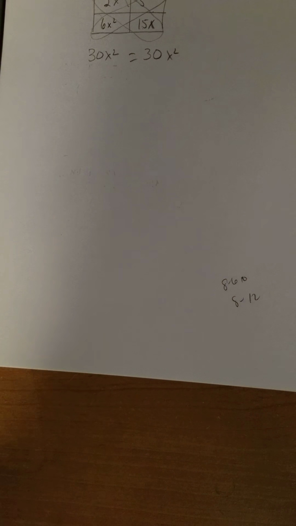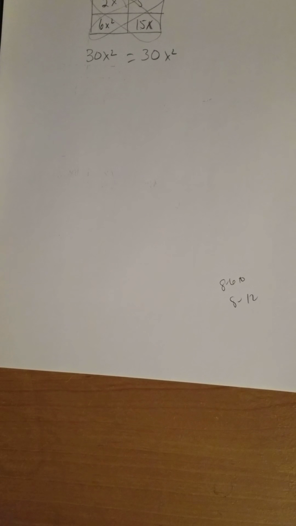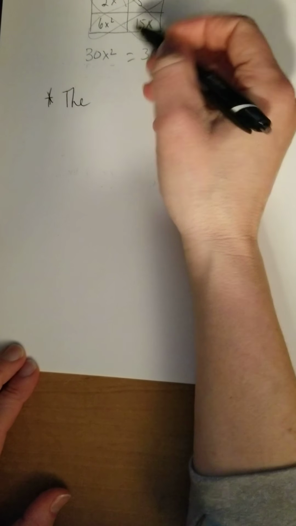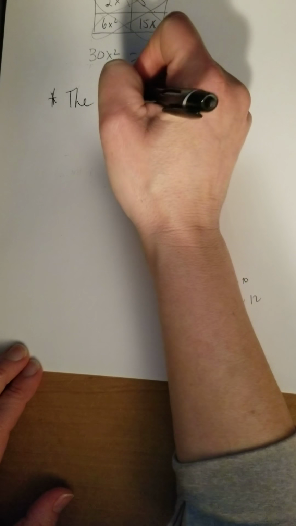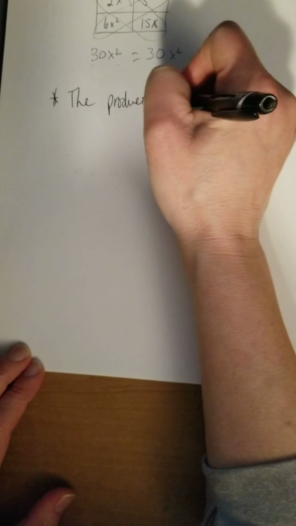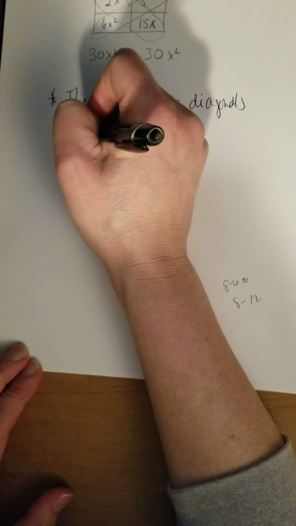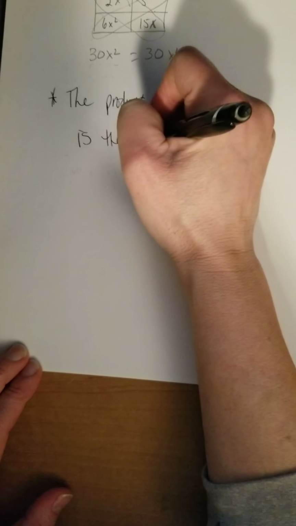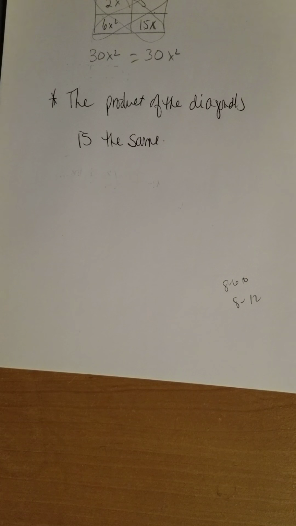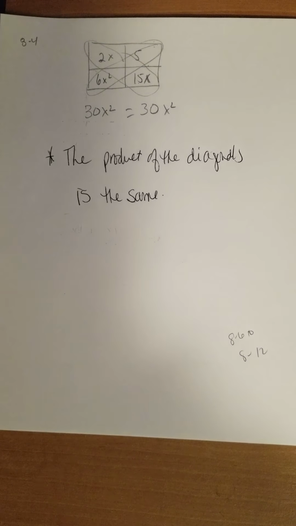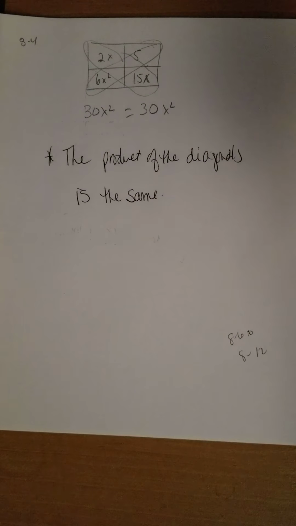All right, guys. So when I'm looking at this, the relationship, and this is super duper important, is that the product of the diagonals is the same. Super duper important. That is what she found. That is what is really important in all of this. So the diagonals would have to be the same.